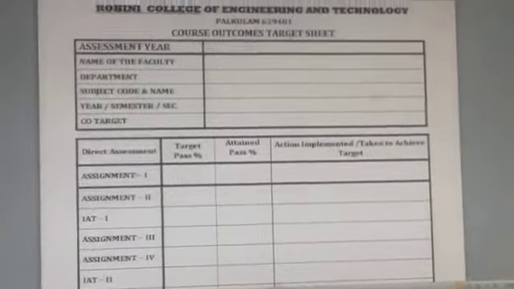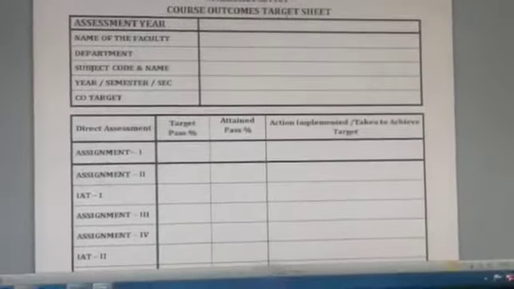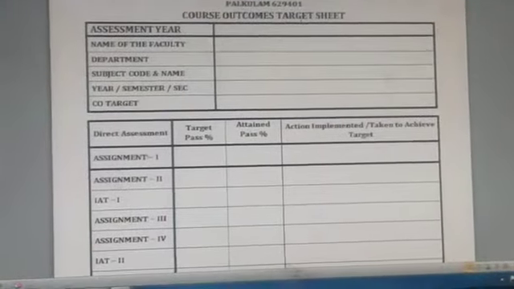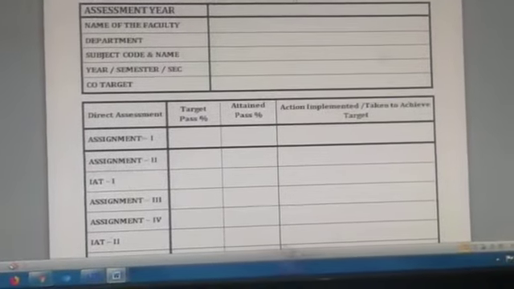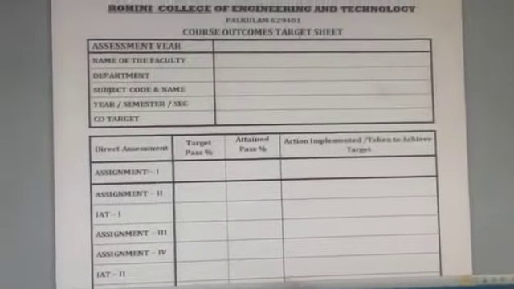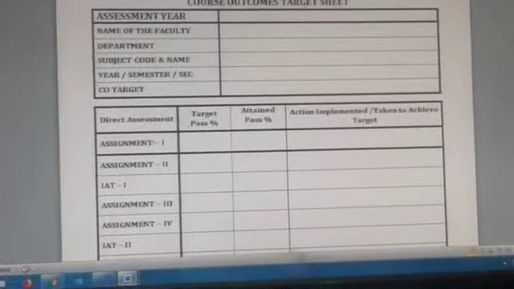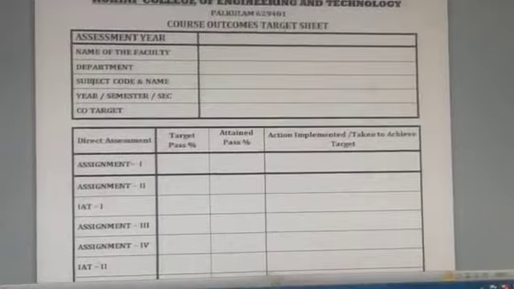For the past 2 days, some of our faculties have called me and asked how to complete this course outcomes target sheet. So therefore, I have to do a small homework and I have to display it in the form of a video presentation.